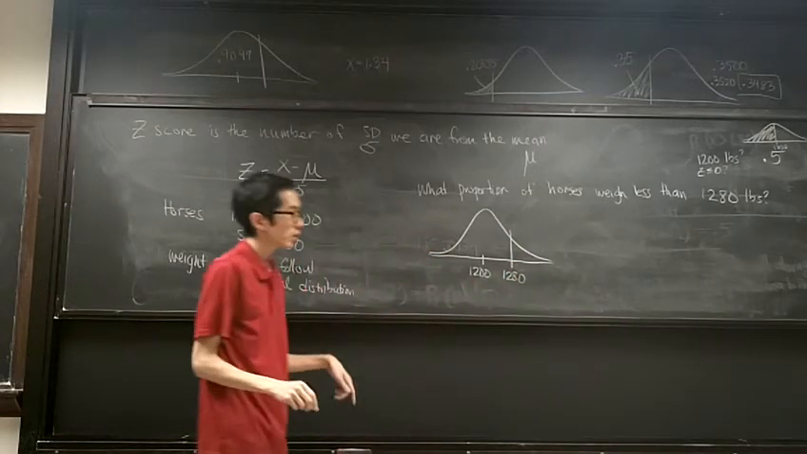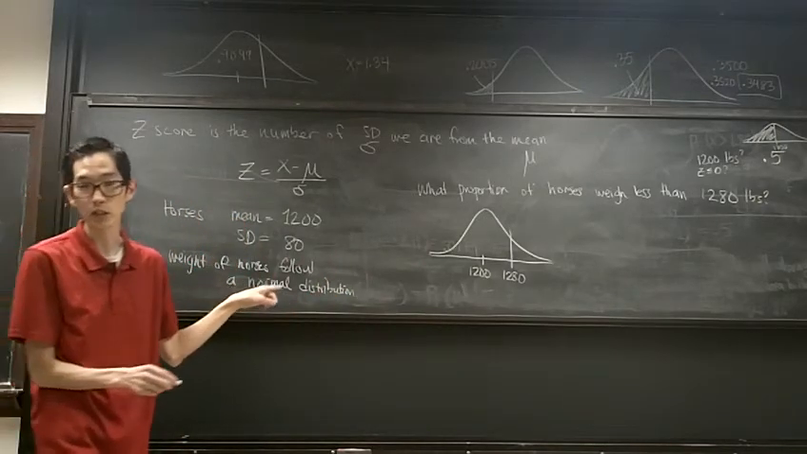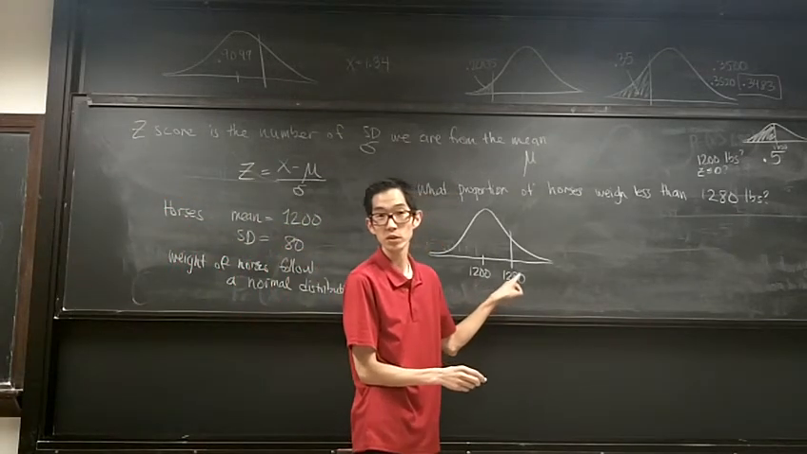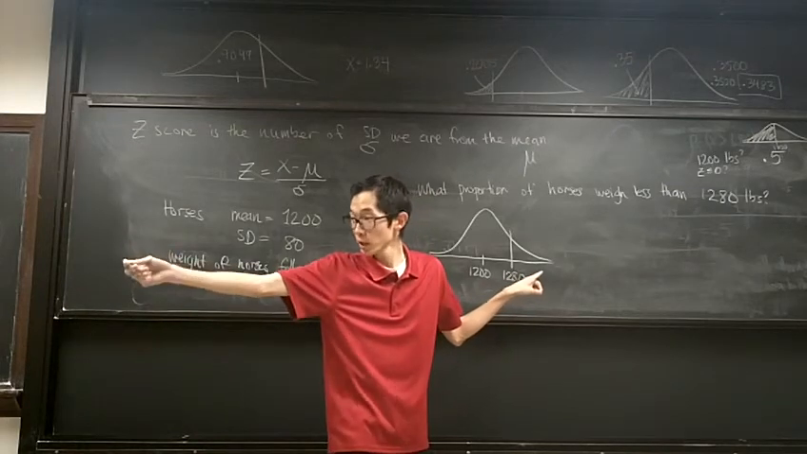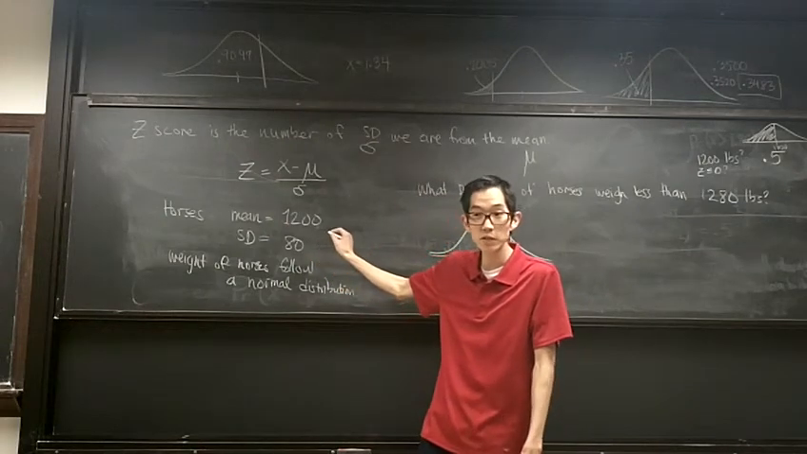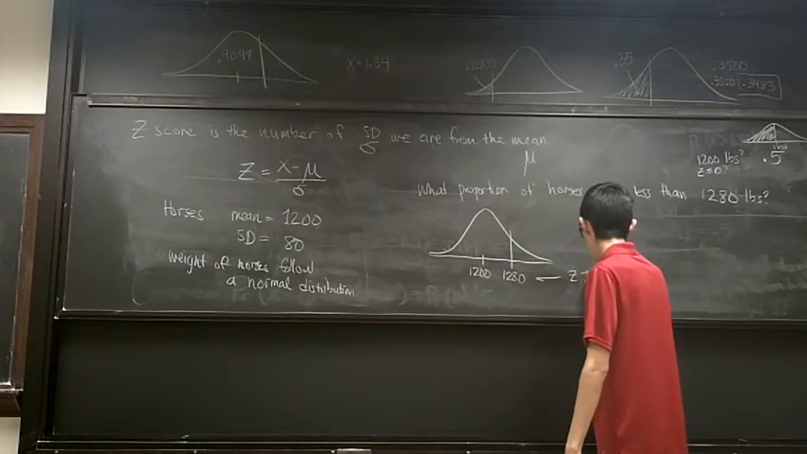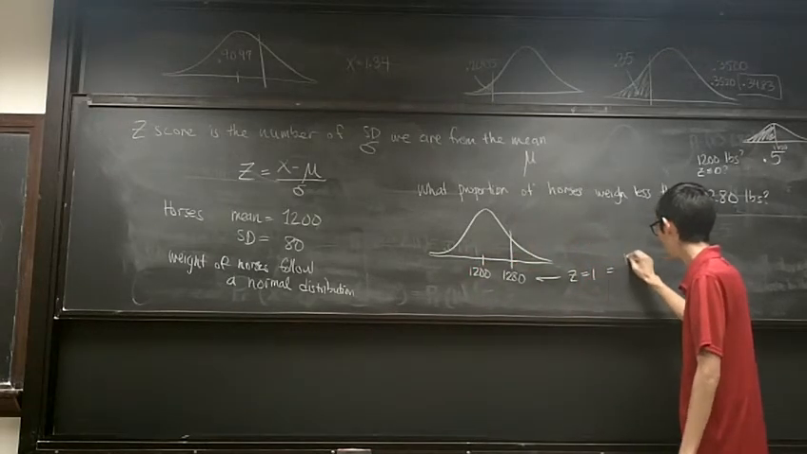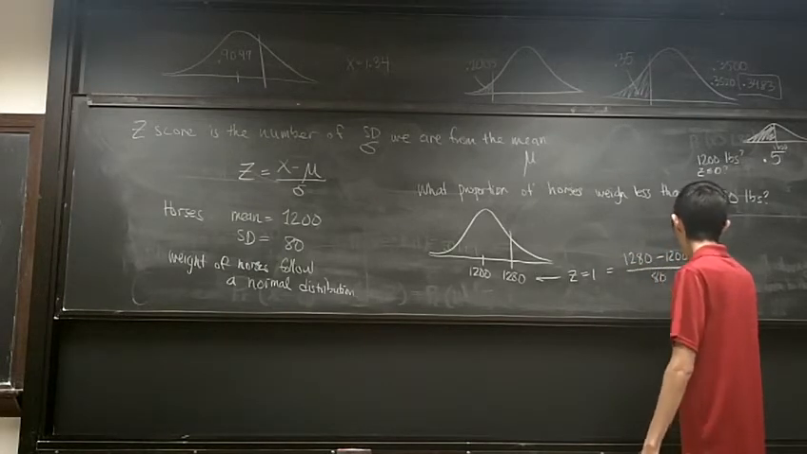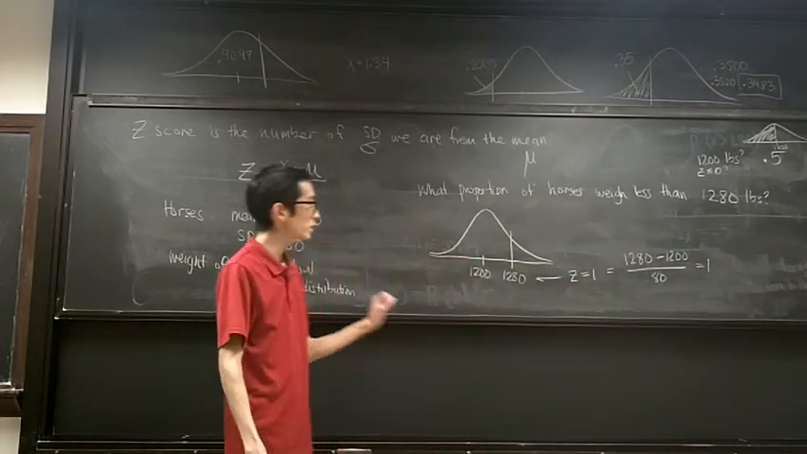I'm above 1,200 at 1,280. If the weight is 1,280, what is the z-score that corresponds to 1,280? How many standard deviations am I from the mean? 1. I'm 1 standard deviation from the mean because my standard deviation is 80. So here, z equals 1. If you're not convinced, you can do 1,280 minus the mean, 1,200, divided by 80, and you would get 1.